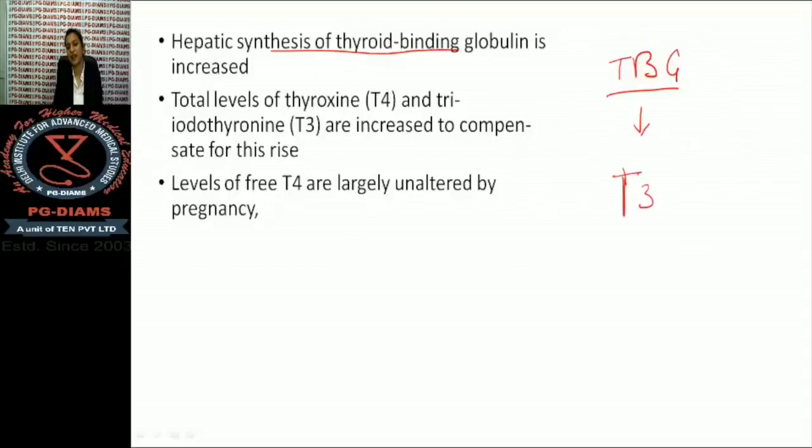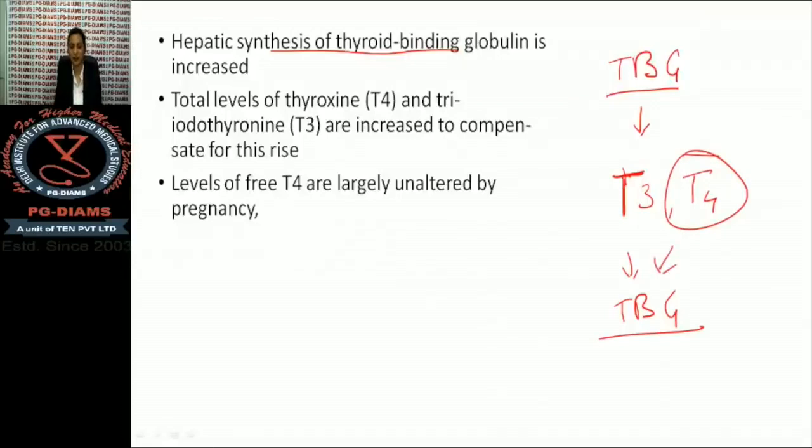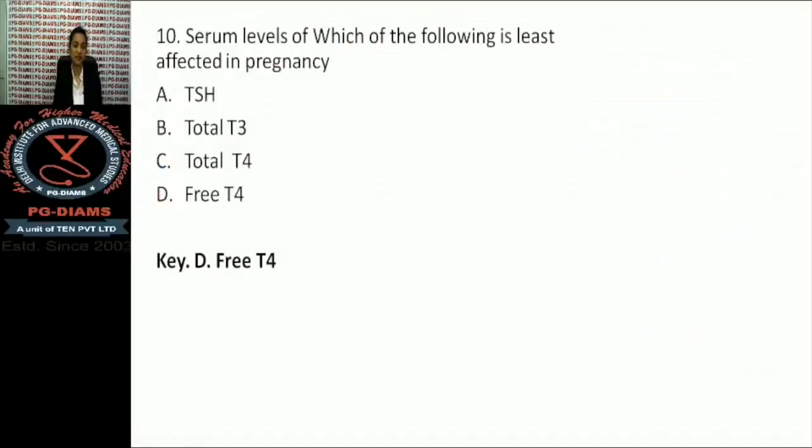So whatever T3 you have, a large part of it is getting bound to TBG. The secretion of T3, or T4 rather, is increasing. T4 is the main hormone here. T4 is definitely increasing, but most of it is getting bound to thyroid binding globulin. That's why total thyroxine and total triiodothyronine levels will both increase. Totals will increase, while levels of free T3, free T4 will be largely unchanged. Understood? So your answer here is free T4 is least affected by pregnancy. TSH falls, total T3 rises, total T4 also rises.